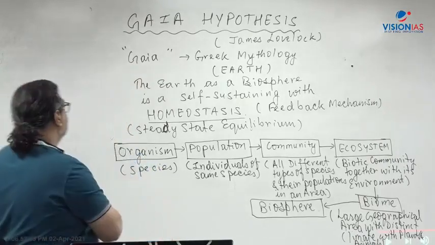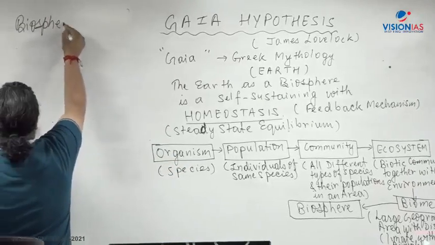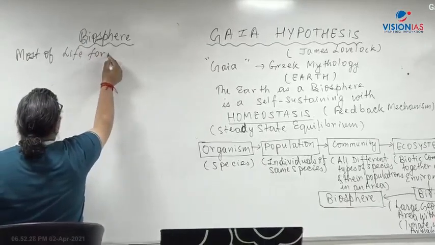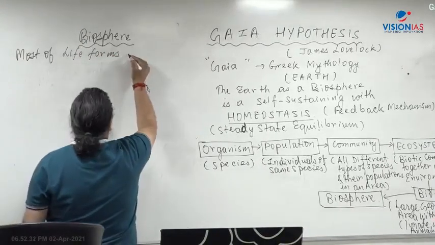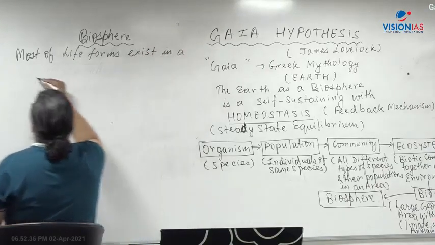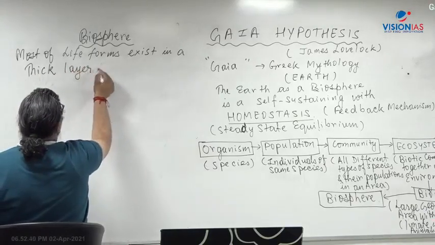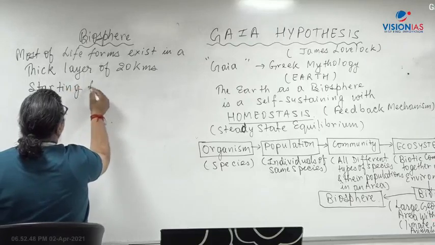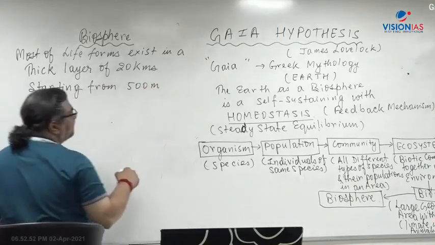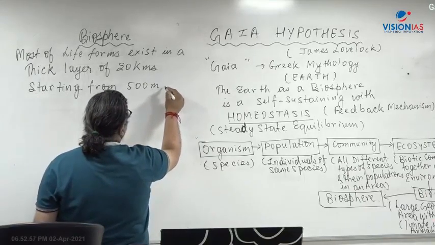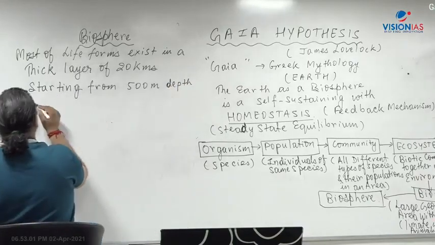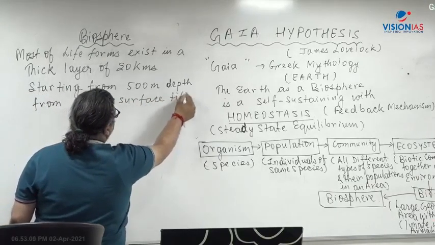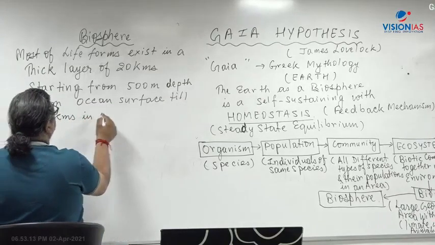And most of the life forms, right? If we talk about this biosphere, most of the life forms, vertebrates, invertebrates, whatever the life forms are there, most of them exist in a thick layer of 20 kilometers, right? Starting from 500 meters depth from the ocean surface till 6 kilometers in the atmosphere.